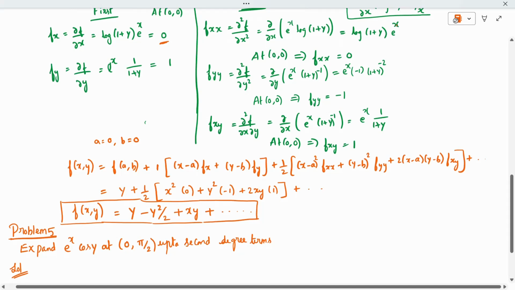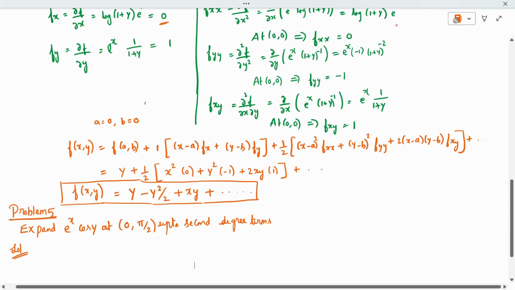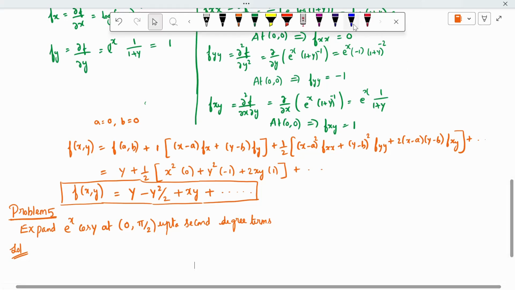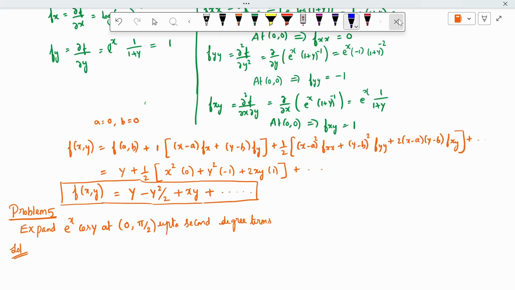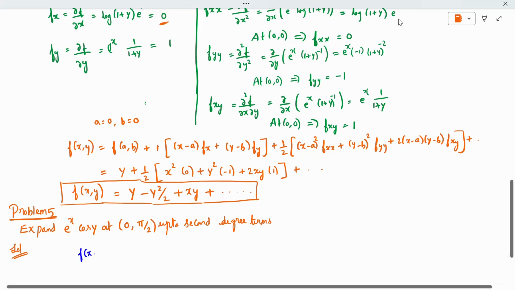The last problem in the Taylor series. So the fifth problem: expand e to the power x into cos y at 0 comma pi by 2 up to second order term. Okay, now we'll write down the question again. F of x comma y is nothing but e to the power x into cos y at 0 comma pi by 2, it is given in the question.